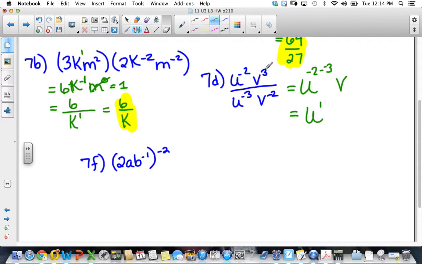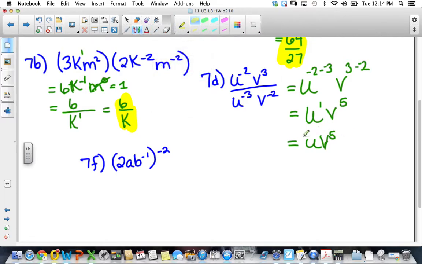For v, it's top 3 minus the bottom. So 3 minus negative 2. Top minus the bottom. And this becomes a plus 2. So that's 3 plus 2, which is 5. So v to the 5. Neither of them have a negative exponent, so our final answer is u v to the 5th. And I'll just highlight that.